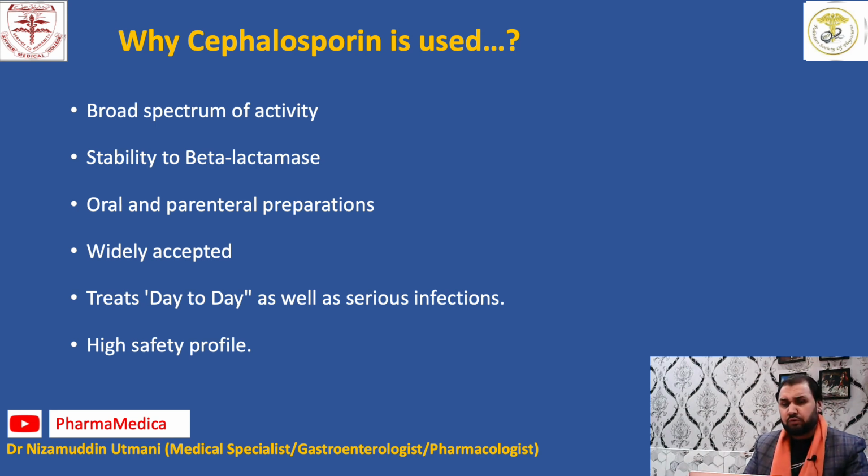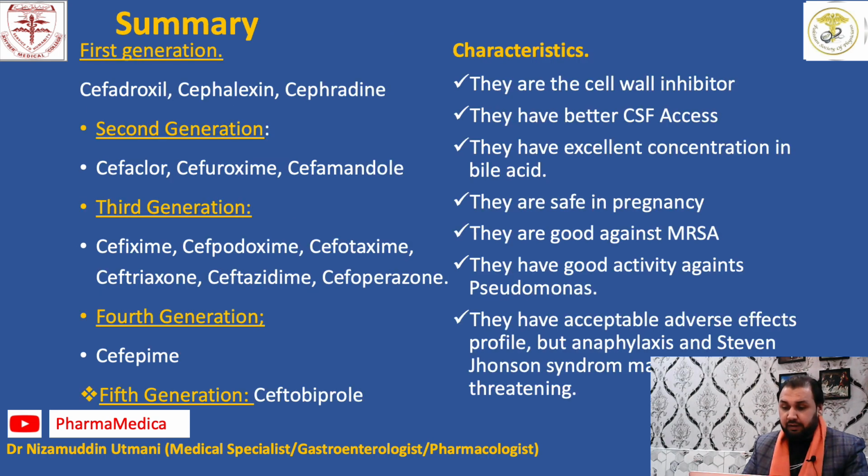Why should cephalosporin be preferred? Because they are broad spectrum, they have increased stability to beta-lactamase, they are available in oral and parenteral form, they are widely accepted, they can be used for day-to-day infection, and they have the highest safety profile. So this is the summary of the cephalosporin.